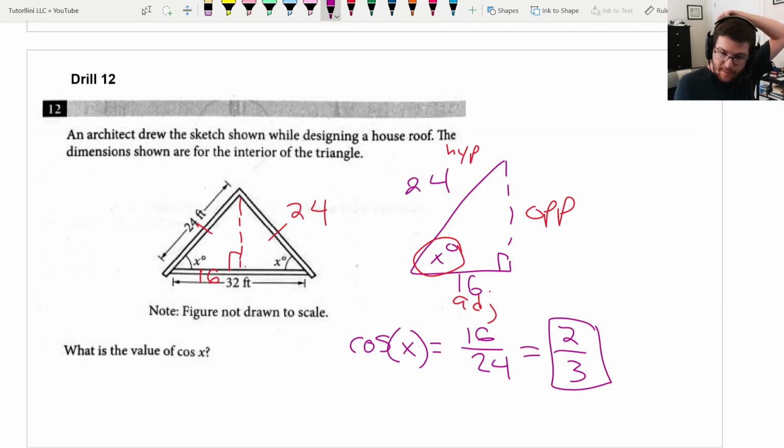So I guess it was kind of important. You did have to realize that it was isosceles. If it wasn't isosceles, I don't think you could say that this is 16. It doesn't cut it into 2 equal halves unless it's symmetrical. So anyway, when you see two angles or two sides equal in a triangle, your mind should be screaming isosceles.